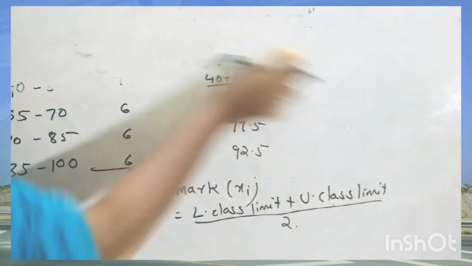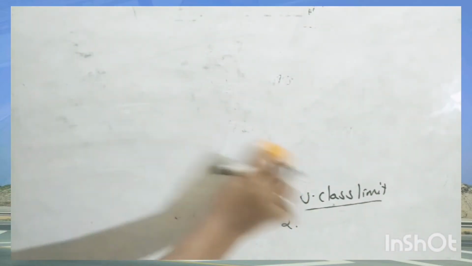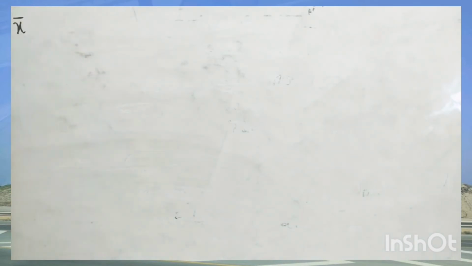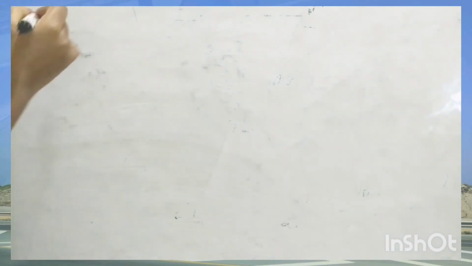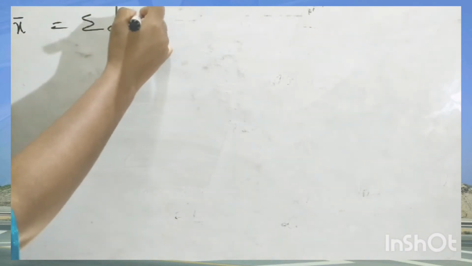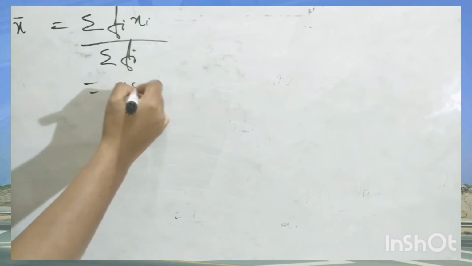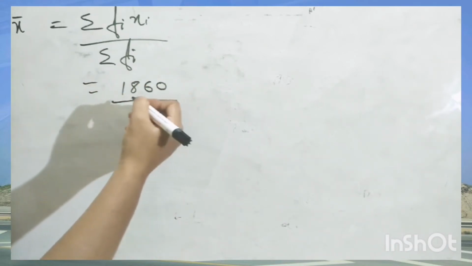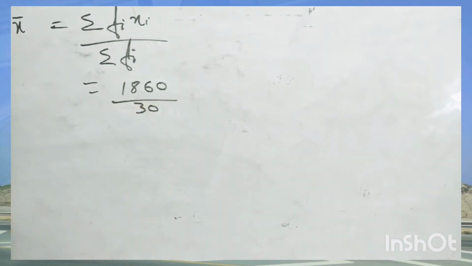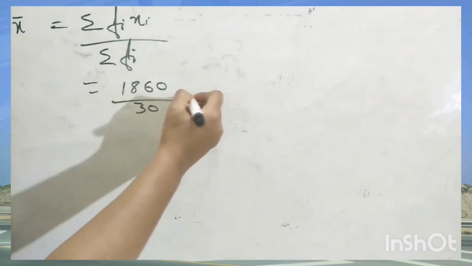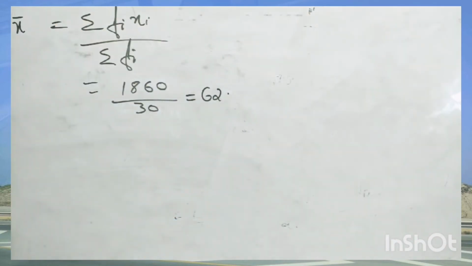And by using the direct method, x bar is equal to summation fi xi divided by summation fi, and this is equal to 1860 divided by 30, and this is equal to 62. Okay, so by using direct method we got the mean, that is equal to 62.